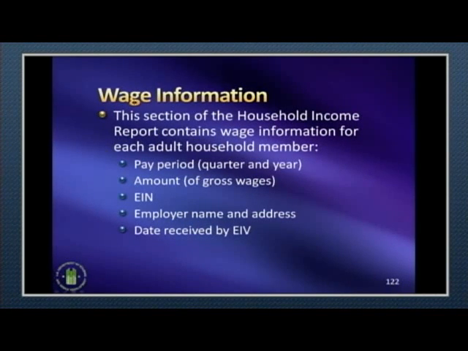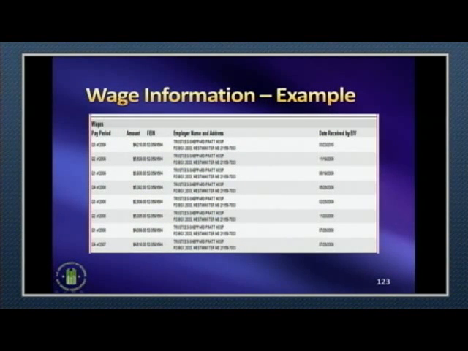It's going to contain the quarterly wage or pay period, quarter and year in which the earnings were reported, the amount of the gross wages, your employer identification number, as well as the employer name and address, and the date received by EIV. Here's an example of wage information. You'll notice that here's wage information from Q3 of 2009 down to Q4 of 2007.